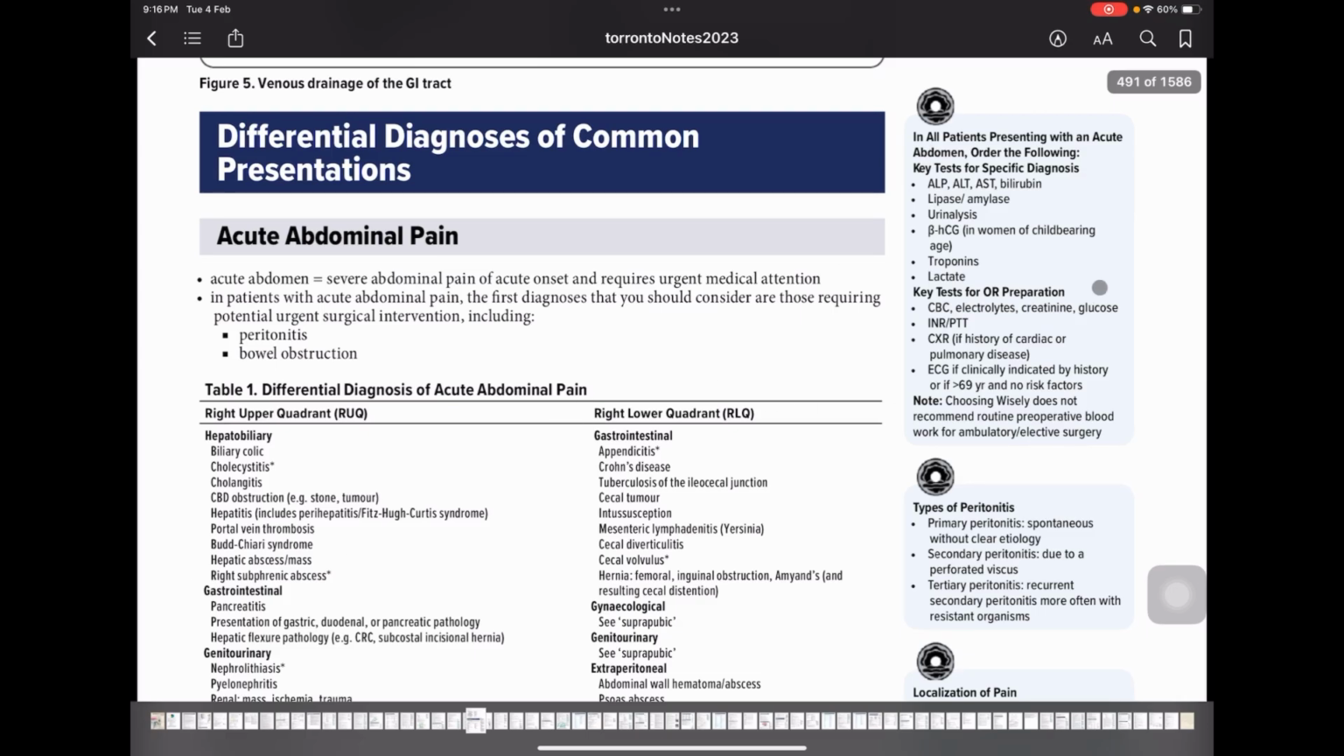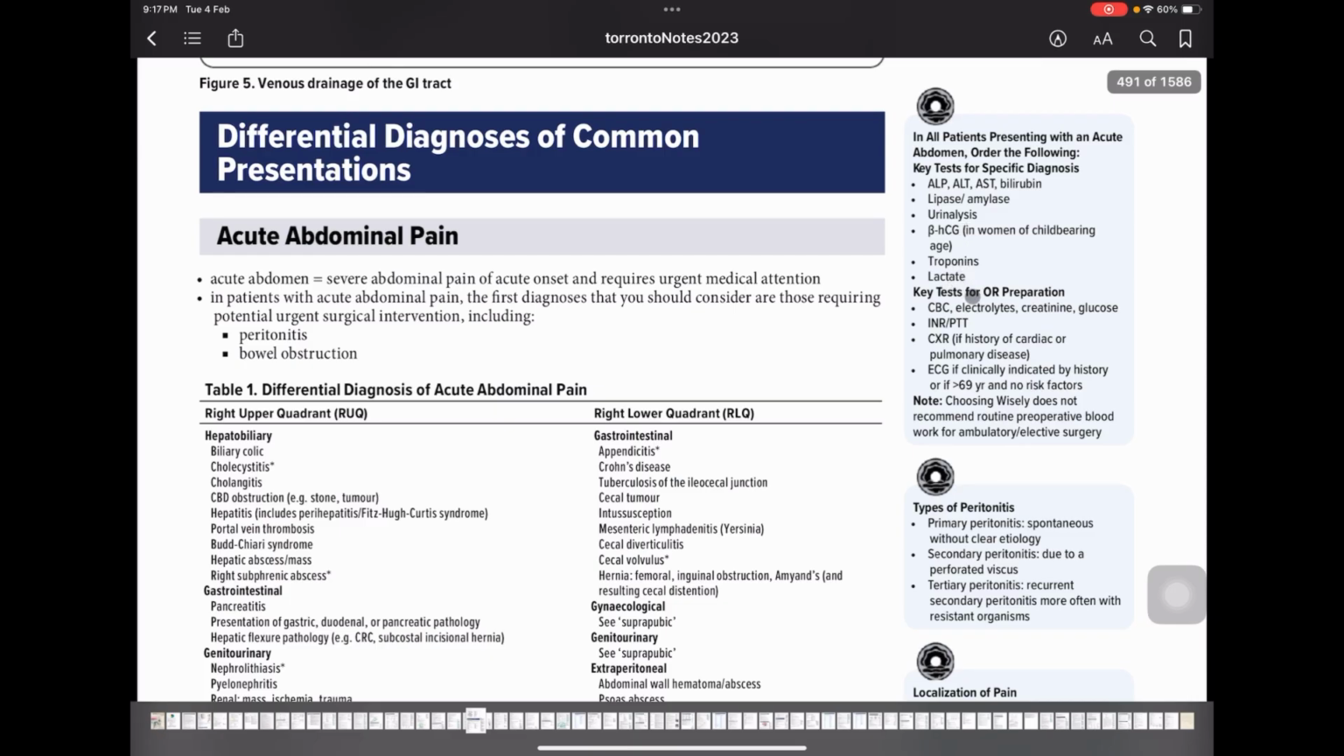Okay. In all patients presenting with acute abdomen, order the following key tests for specific diagnosis: ALP, ALT, and AST, bilirubin. So this is liver enzymes with bilirubin, lipase and amylase to rule out pancreatitis, urine analysis to rule out urinary tract infections, beta HCG in women of childbearing age, very very important. So if you get any questions regarding women, make sure if she's in her fertile age, you mention beta HCG first.